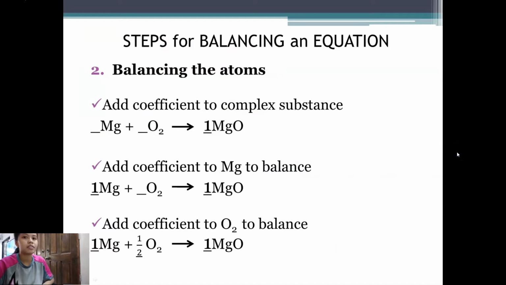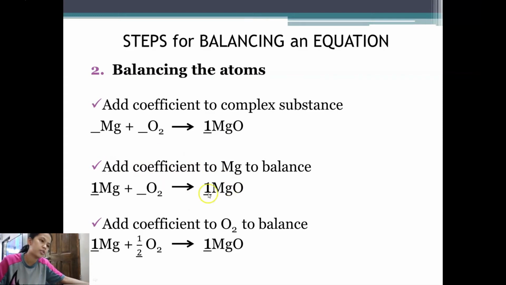Next step is balancing the atoms. The first thing you need to do is locate which substance is the most complex. So in our case, we have the magnesium oxide since it is a compound. So we're gonna put a coefficient, and I will choose 1 for it is easiest. So 1 MgO.